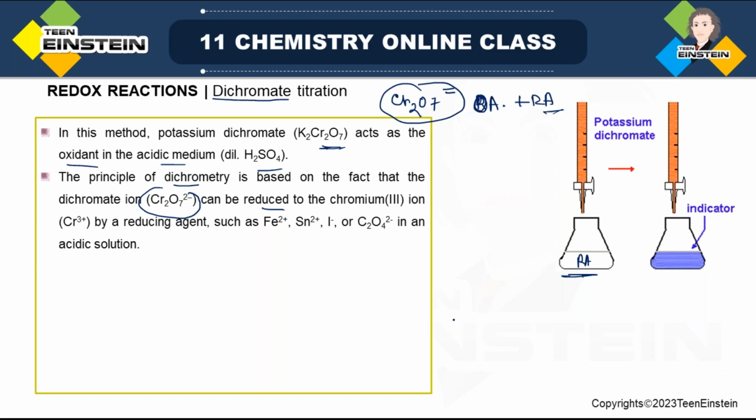So what is the oxidation state of chromium in Cr2O7 2 minus? Suppose the oxidation state is X. So 2X, because 2 chromium are present, plus 7 oxygen, where each oxygen is minus 2, total 7 oxygen, and the overall charge is minus 2. So the value of X is 14 minus 2, that is 12 by 2, so it is basically 6. So the oxidation state of chromium is plus 6, and its fate is that it will be converted to chromium 3 plus.